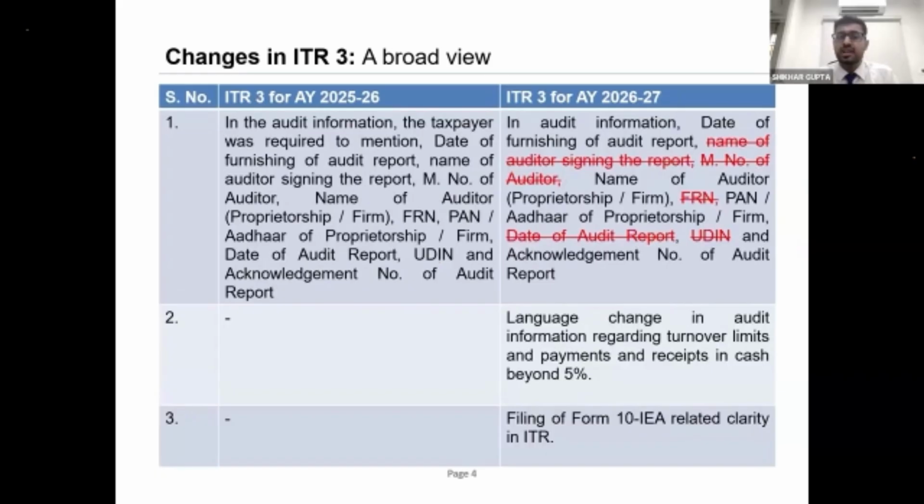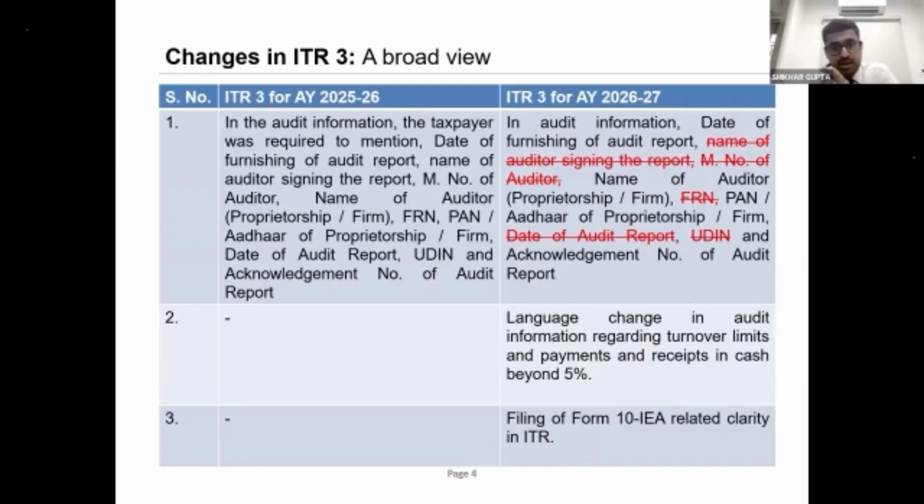Now coming to ITR-3. There are various changes in ITR-3. I'm specifically picking some major changes. To highlight a few, one of the changes is in the audit information of ITR-3. Earlier, you were required to put forward the date of furnishing the report, name of the auditor, membership number, FRN, PAN, UDIN, acknowledgement number, and so on. There were 6-8 requirements which were to be given.